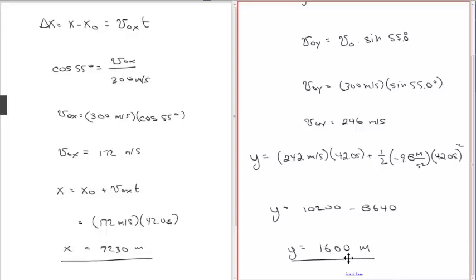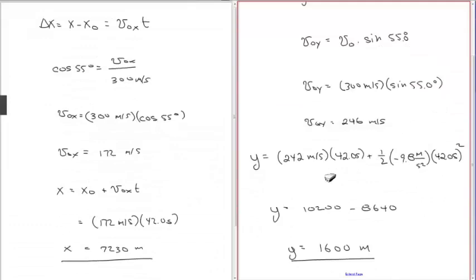Okay, so let me check the answers. Let me pause for a second. Okay, just noticed I wrote this number wrong right here. 246, not 242, so I don't know why I did that. So let's fix that. 246 times 42 minus 0.5 times 9.8 times 42 squared, 1690, which I guess could round up to 1,700.